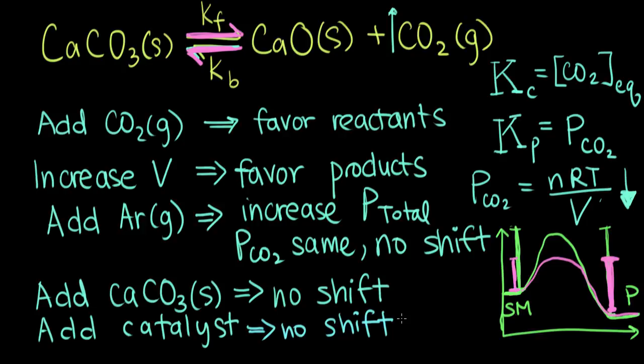So the main things to remember from this problem, the things that I find most tricky anyway, are that adding an inert gas will increase your total pressure, but it won't actually change any of your partial pressures, so it won't shift your reaction from equilibrium. The same thing is true for solids and catalysts. So all of those three things, inert gases, solids, and catalysts, will not shift your reaction from equilibrium.